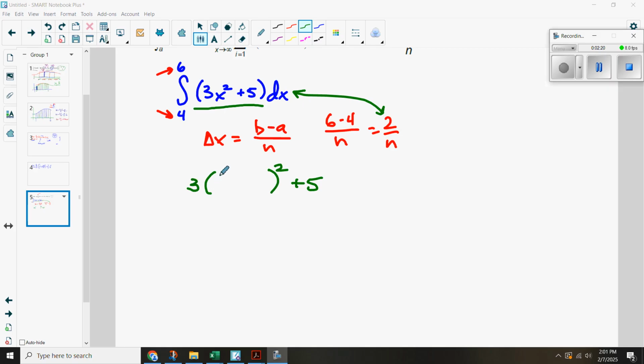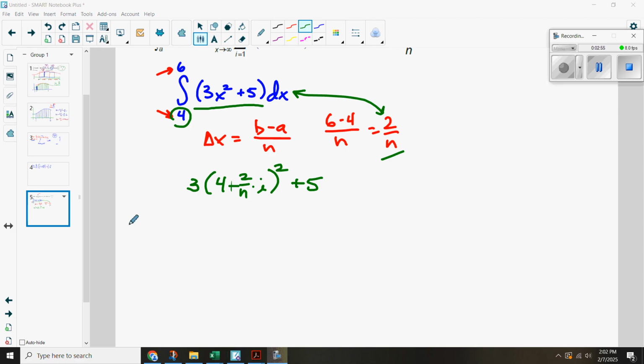So where is the x starting? Well, the x is starting right here at 4. So my x is 4 plus, remember, each time that I move over a notch, I'm increasing it by 2 over n. So it's 4 plus 2 over n times i. Each time i increases a notch, I move it over 2 over n.